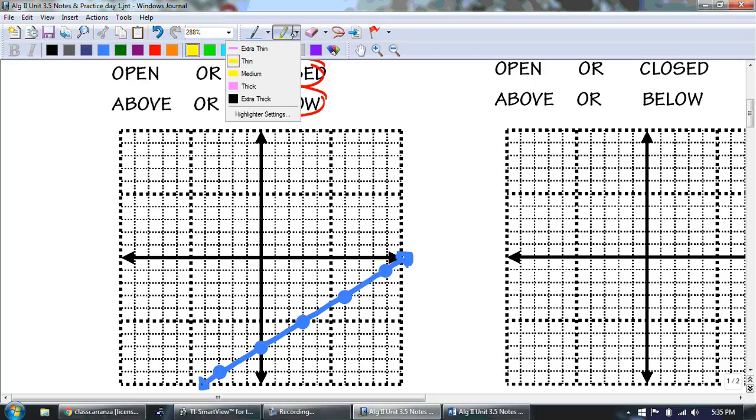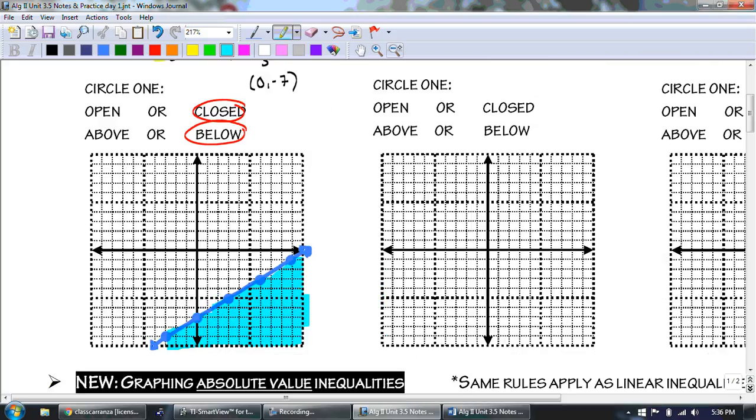And that last part is, where are you going to shade? Well, I'm going to shade everything below. And I'm going to do that for this other little area too. Just want to make sure I've got the right highlighter.